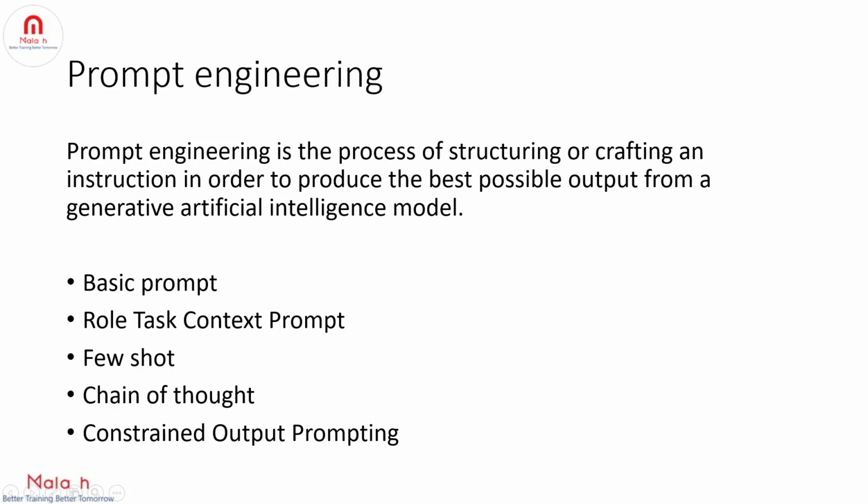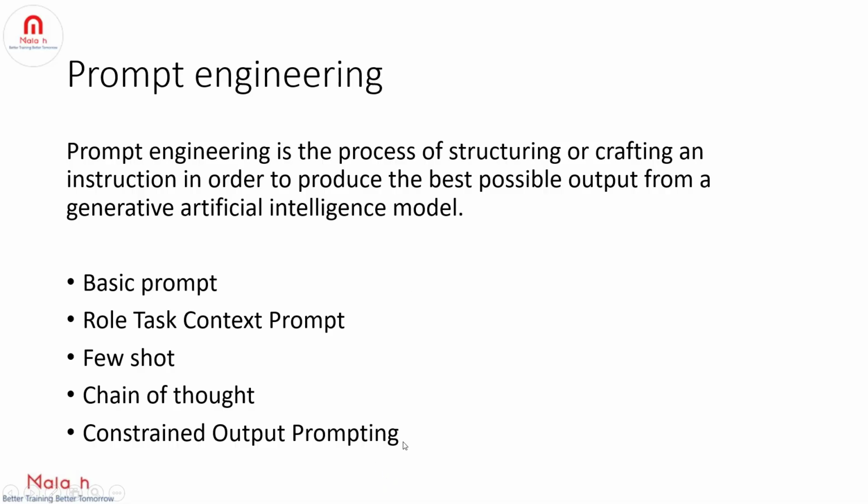Right? So before you start building any generative AI RAG application, first you need to know what methods we have to ask the question in the right format. That is, provide the right context to the LLM so the LLM can understand in a better way and predict the accurate results for us. So we will cover these prompt engineering techniques: basic prompt, role, task, context prompt, few shot, chain of thought, constrained output prompting, right?